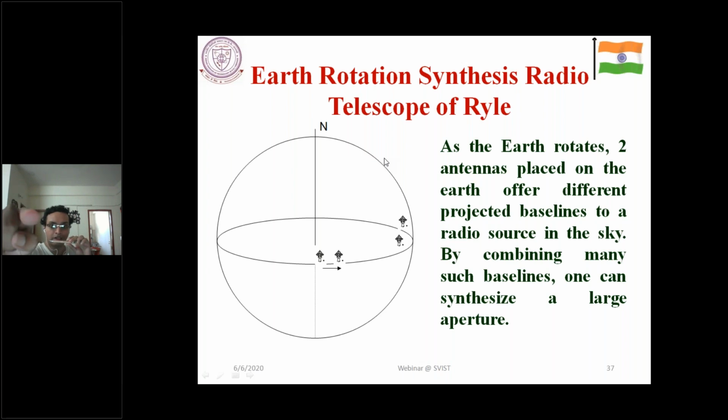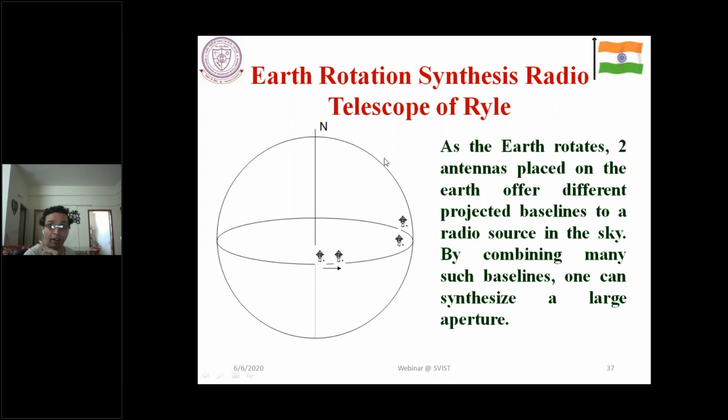Suppose this is the object. So from here the signal is coming, and suppose we have two antennas this way, or maybe a number of antennas this way, which is the baseline like here. So when the Earth is rotating, at a particular instant of time it may be looking like this towards the object. In the next moment, since the Earth is rotating, it will project a baseline like this way, right? So the baseline is a function of time, right?